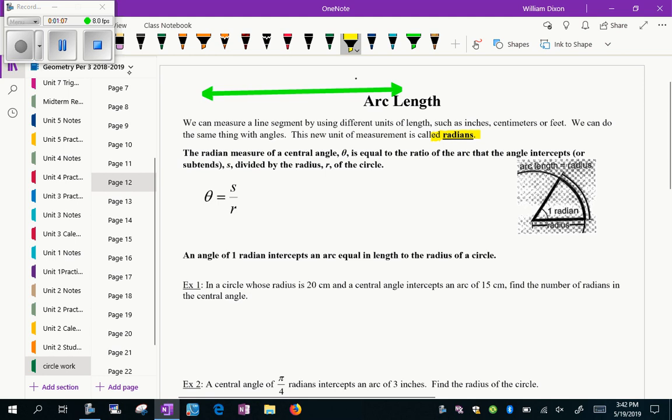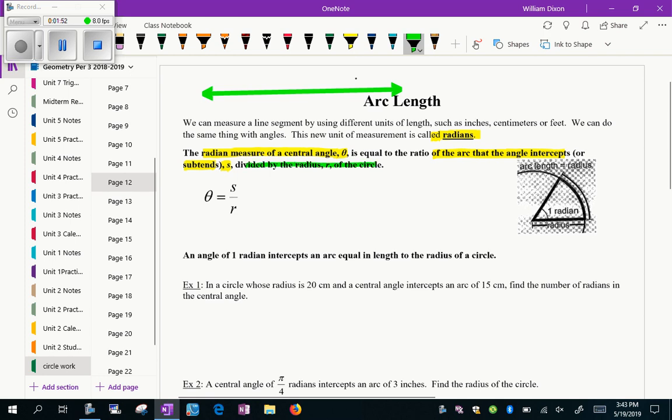The radian is the measure of central angle, and we know what central angle is. That's the angle that's formed at the center of the circle. We call it theta, and it's equal to the ratio, relationship, fraction, all the same, of the arc that the angle intercepts, or sometimes it's called subtends. You may see that. We use an S for that, divided by the radius, and we all know what the radius is.